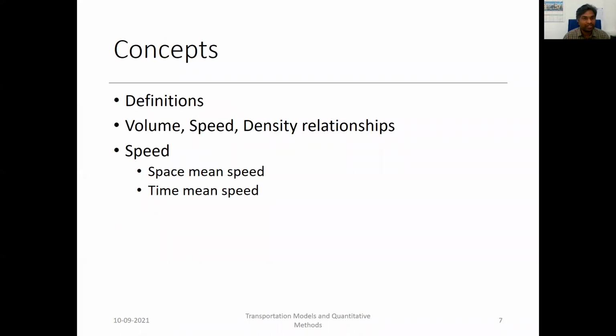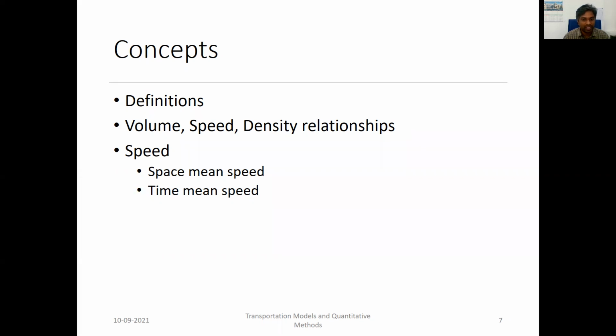And we have some definitions essentially for speed. What is speed? What is the space mean speed, time mean speed, and so on. And the volume, we have traffic flow rate, traffic flow, and then different other volume related concepts. And the density is nothing but number of vehicles per kilometer. We'll see how the density will be measured also. And then the relation between the volume, speed, and density.